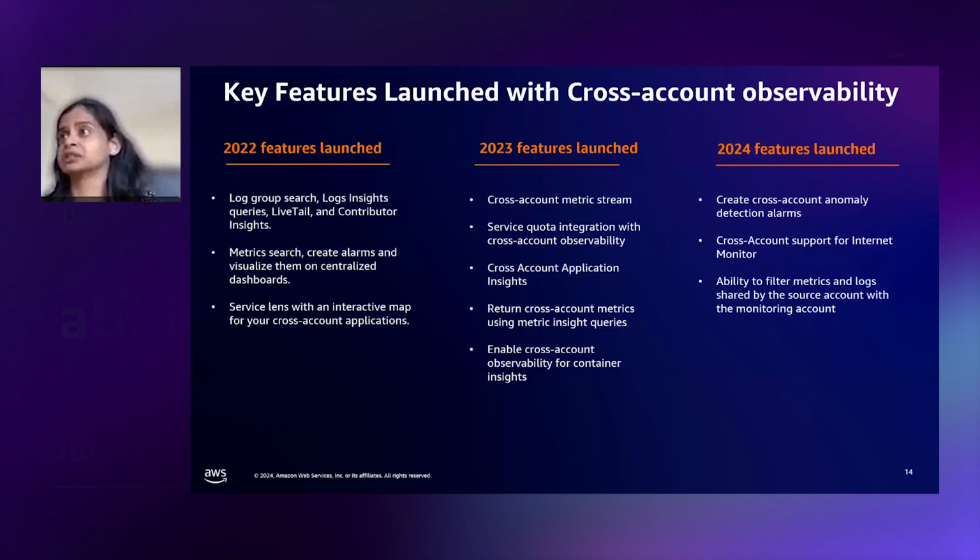The most recent launch that we had, I believe a couple of weeks ago, was the ability to filter the metrics and logs shared by the source account with the monitoring account. Prior to the launch of this feature, you had the option to only share all of your log groups and metric namespaces. But post this launch, you will be able to select which of your logs and metrics you want to share to your monitoring account from the source account. Now let's move on to the demo.